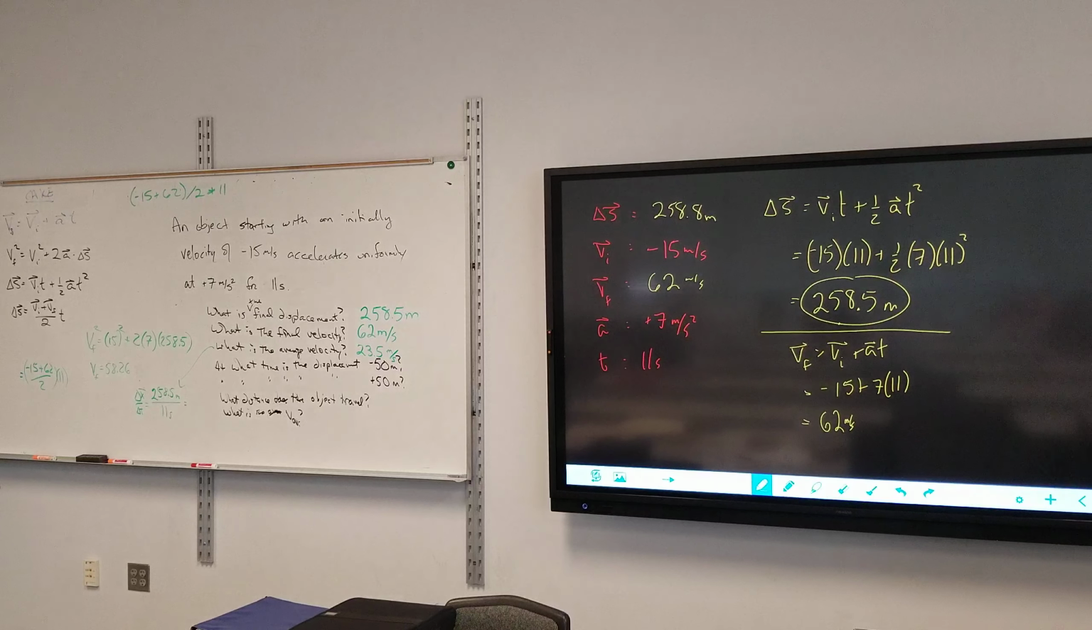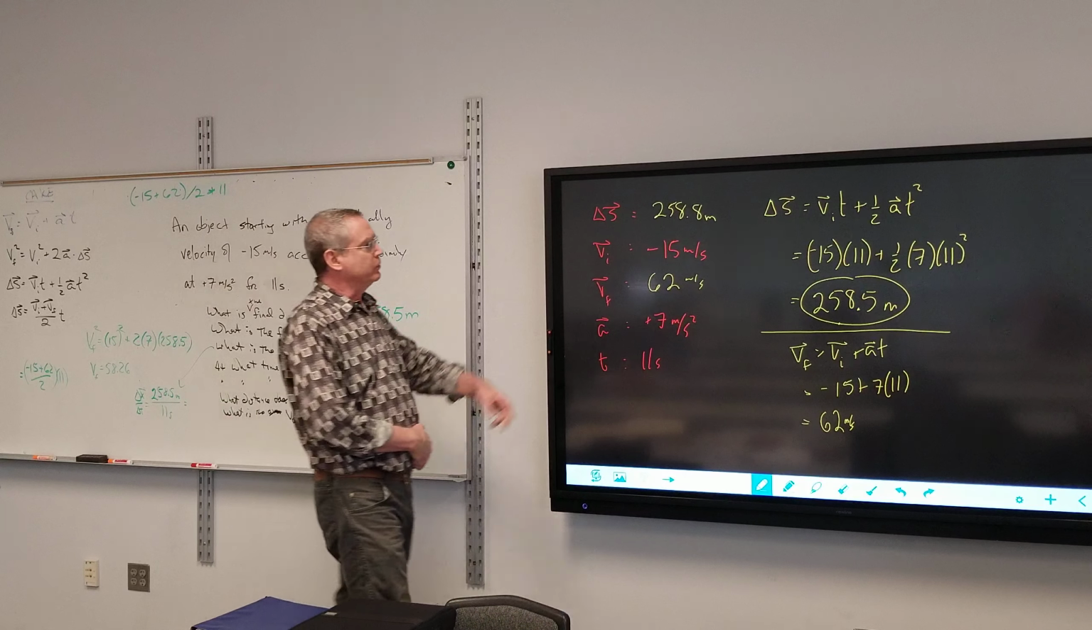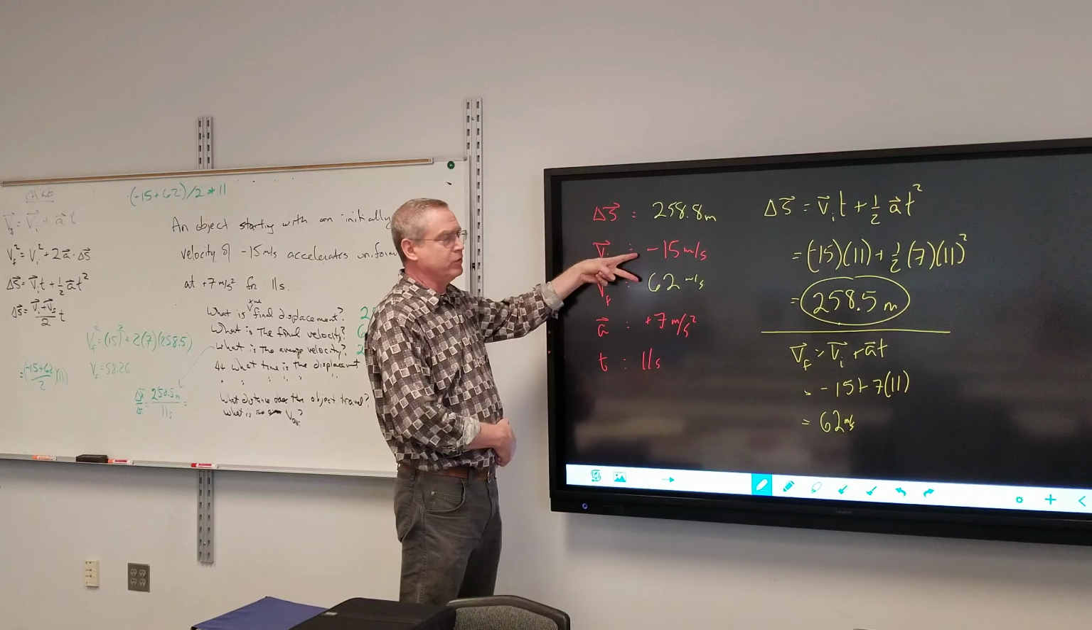How else could you have done it? The average of the two velocities. Yes, so add them together and divide by 2 would also work.